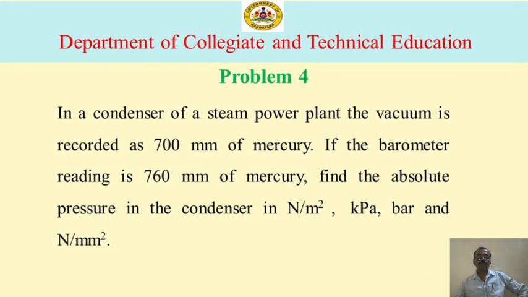Problem 4. In the condenser of a steam power plant, the vacuum is recorded as 700 millimeter of mercury. If the barometer reading is 760 millimeter of mercury, find the absolute pressure in the condenser in Newton per meter square, kilopascal, bar, and Newton per millimeter square.